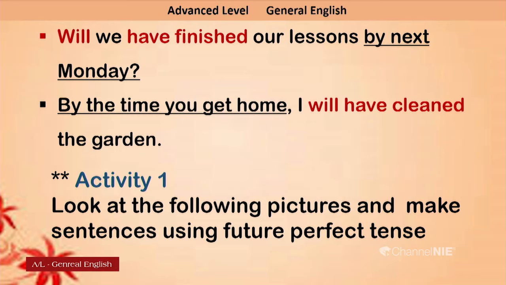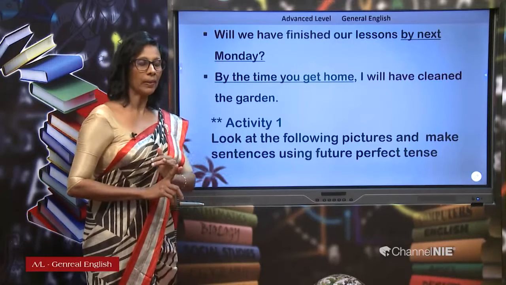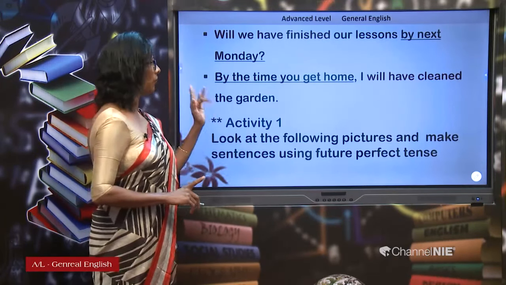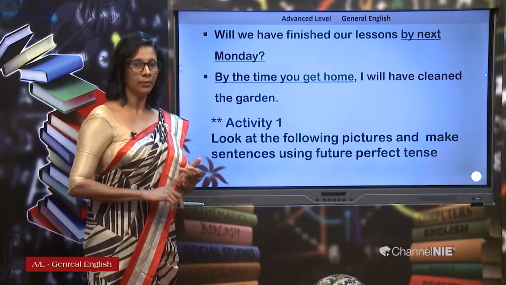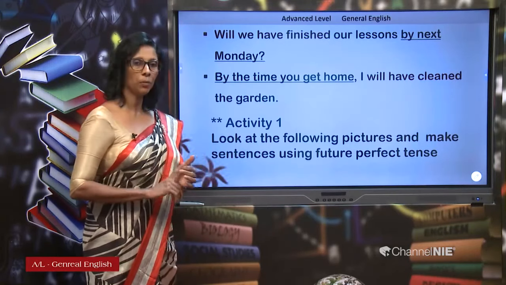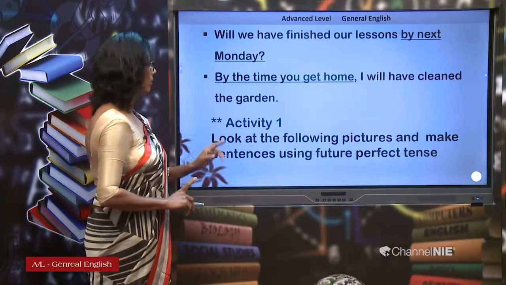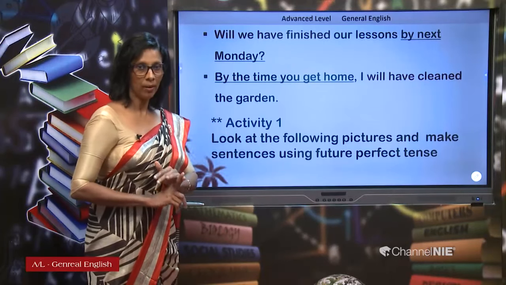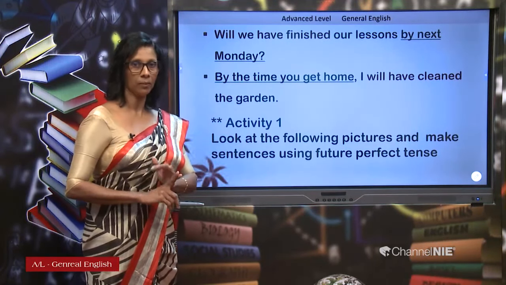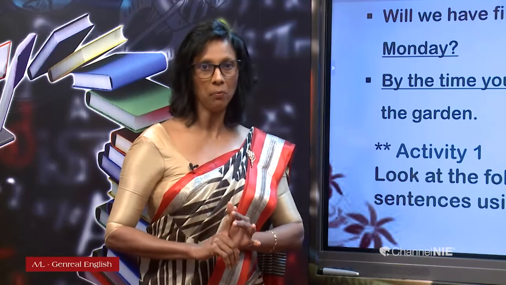There is an activity. Look at the following pictures and make sentences using future perfect tense. I think you have an idea. So, what are the necessary things that you have to remember when you make future perfect tense? It should be the subject, then after that will and the verb have, and you have to add the past participle of the verb that you are going to use, right. Structure is very important because according to that you can make grammatically correct sentences. Subject, will, then have and the past participle of the verb, right.